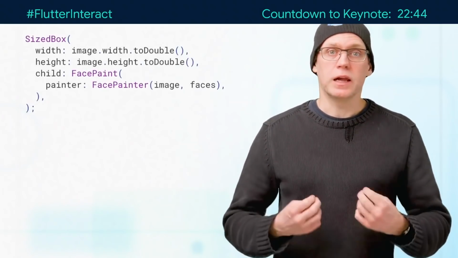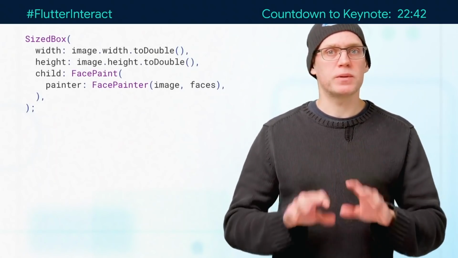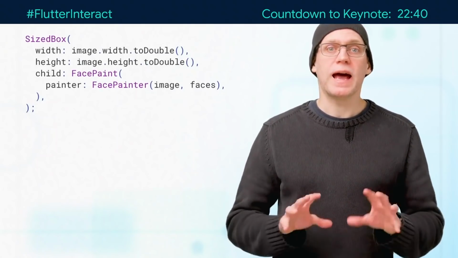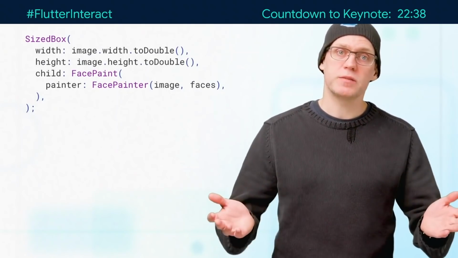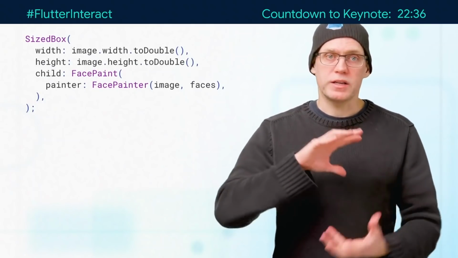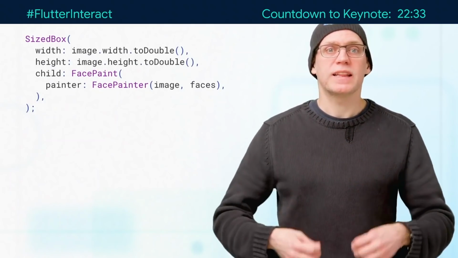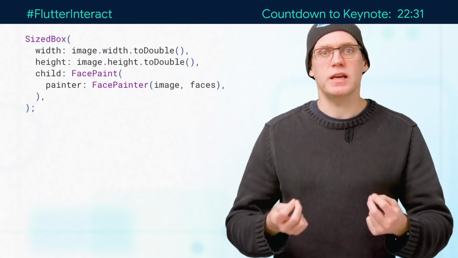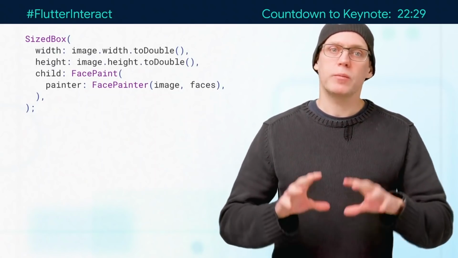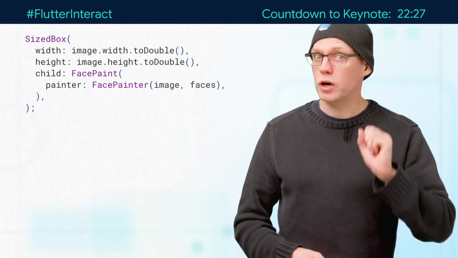So how can we make sure that the canvas is the right size for the image we give it? Luckily for us, there's a widget that lets us explicitly specify its size and the size of its children, SizedBox. We can wrap our CustomPaint widget in a SizedBox that's been given the same size as the image. Our image will now be drawn correctly, but we have a new problem.